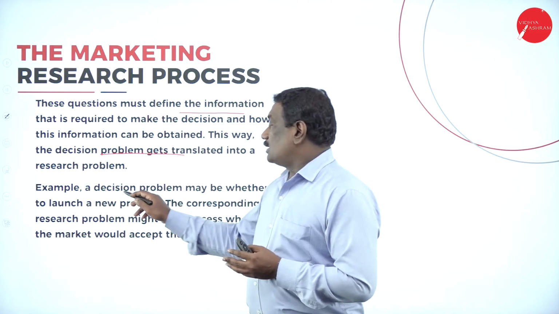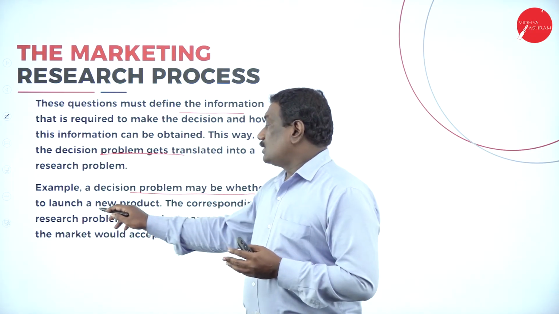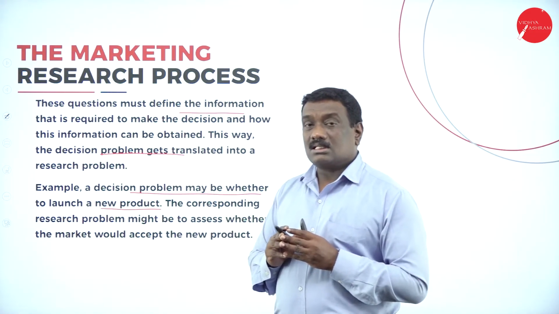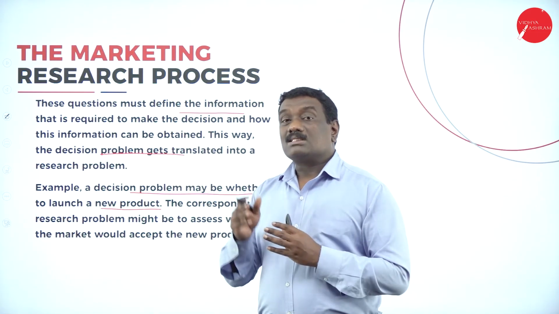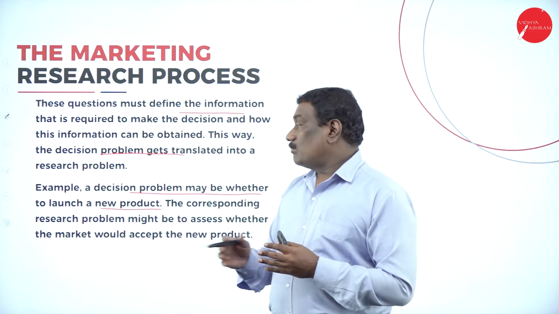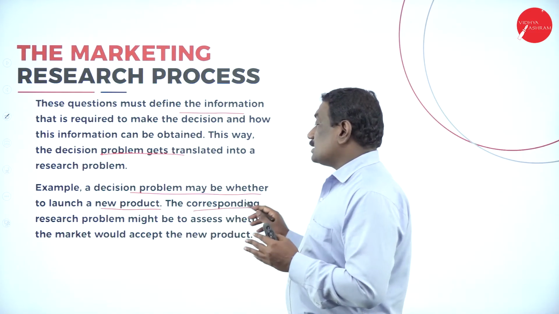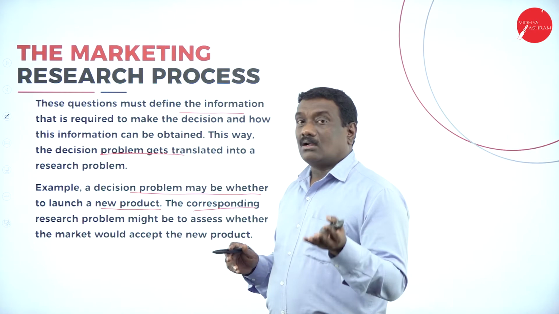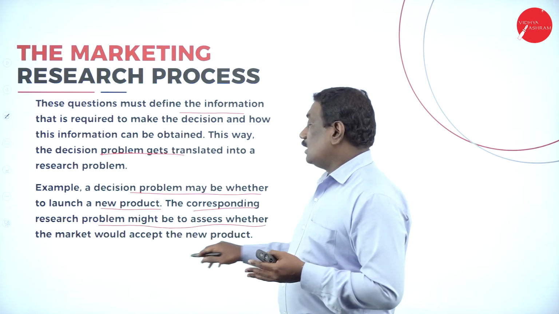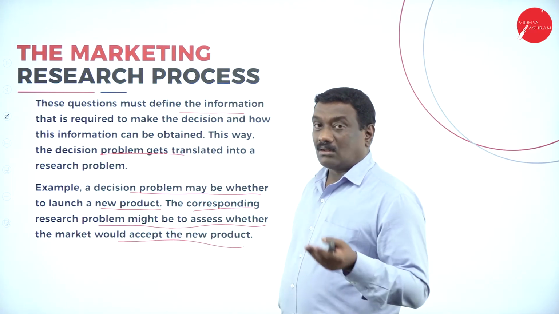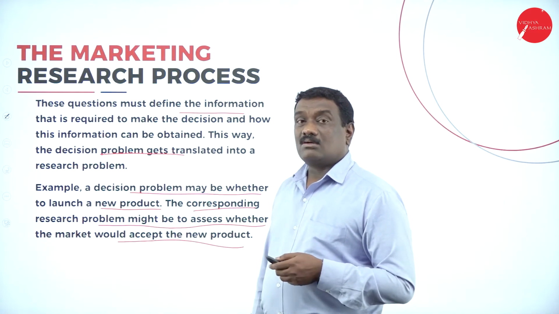Now, for example, a decision problem may be whether to launch a new product or not. So, this is the decision problem. Now, this decision problem will be translated into what? The research problem. So, they will do the research and find out whether to launch a new product or not. The corresponding research problem might be to assess whether the market would accept the new product or not. So, like this, they will find out the facts and the truth.